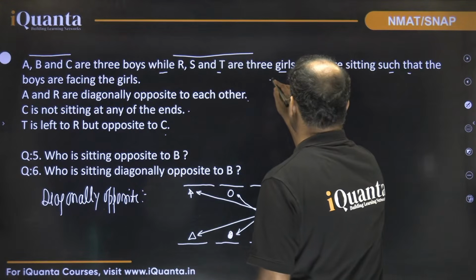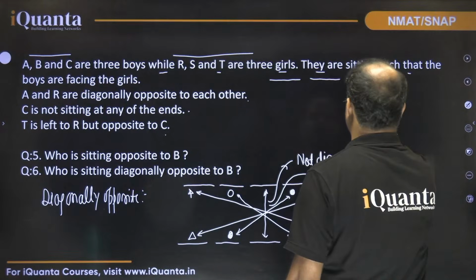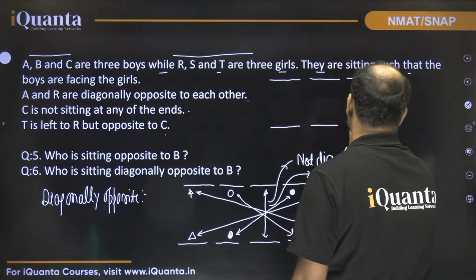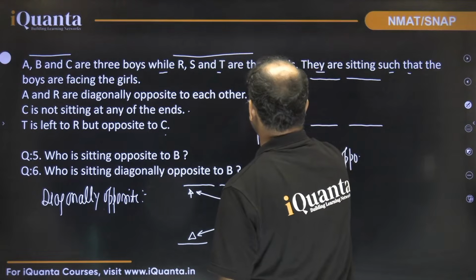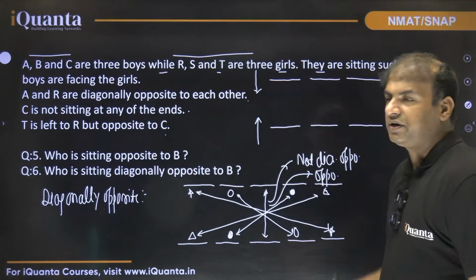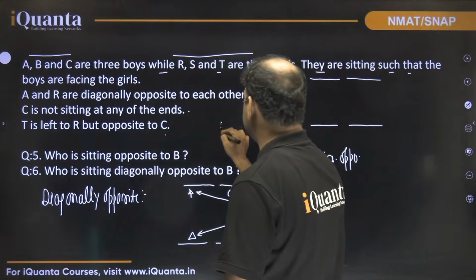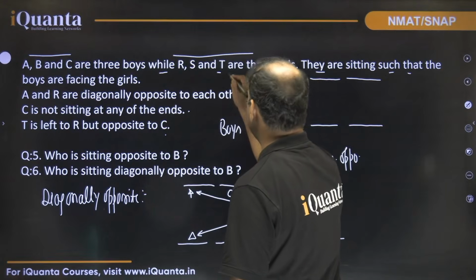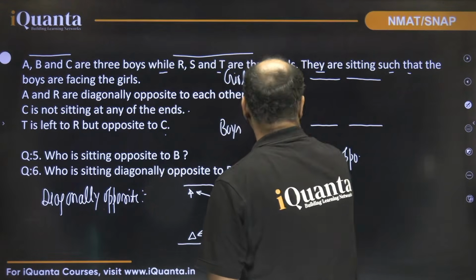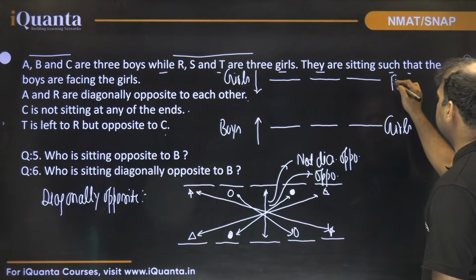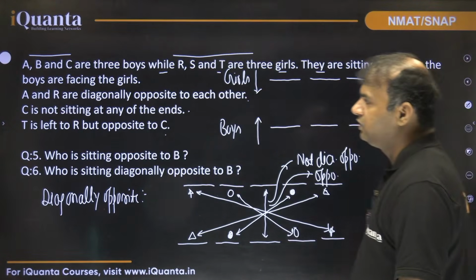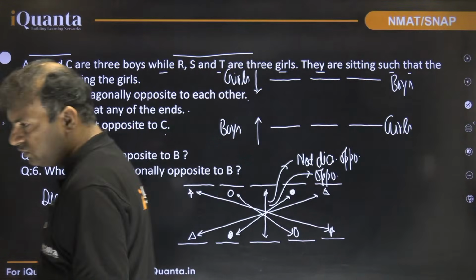Let me draw this. Let's say this is one row and this is the second row. People on this row facing north, people on this row facing south. Now they can be both the things. Maybe these are the boys, these are the girls, or maybe these are the girls and these are the boys. They can be both the scenarios. I'm sure you agree with me.